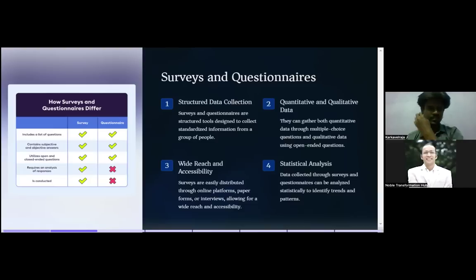Yeah, that's great. Sir has mentioned a point: this is a primary source for collecting data. That's a great point, sir. So this is what surveys and questionnaires are. Let's move on to the next thing.